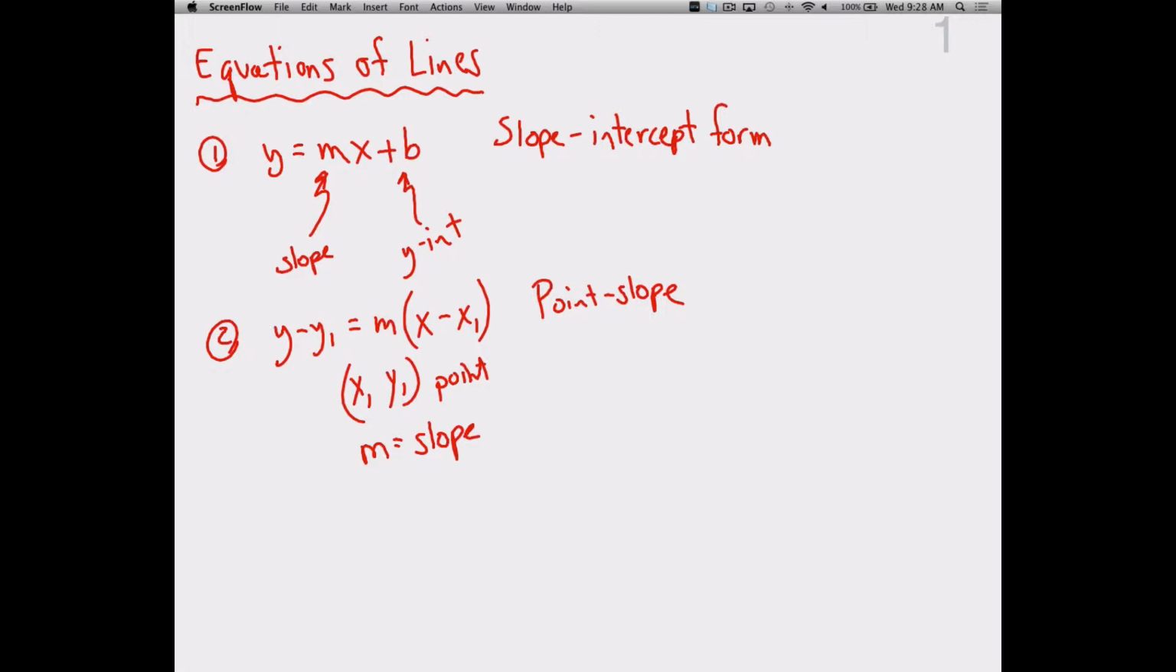And then the third one, which we probably won't even do anything with, but you should still be aware of, is ax plus by equals c. You know what that's called? Standard form. It's silly and archaic. But at least I can say I showed you what standard form is. We're going to focus on point slope as much as possible.